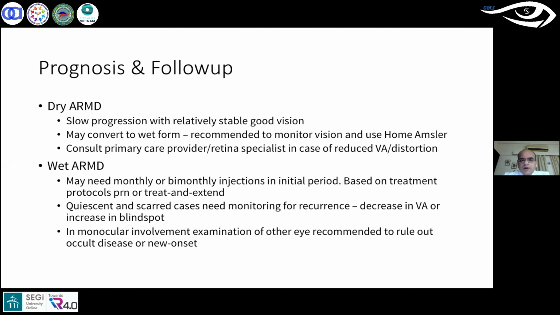In monocular involvement, examination of the other eye is always recommended, because there can be cases where the vision in one eye is good to begin with, and then these patients usually have an occult disease or a new onset which presents later. So at every visit, it's always recommended to check both eyes, even if a patient is coming in for an intravitreal injection.